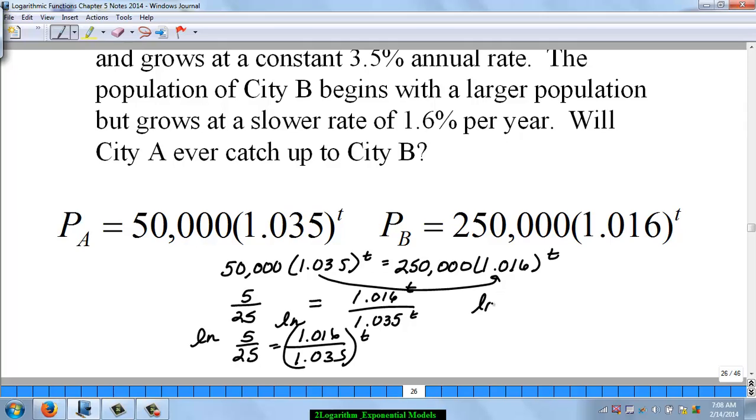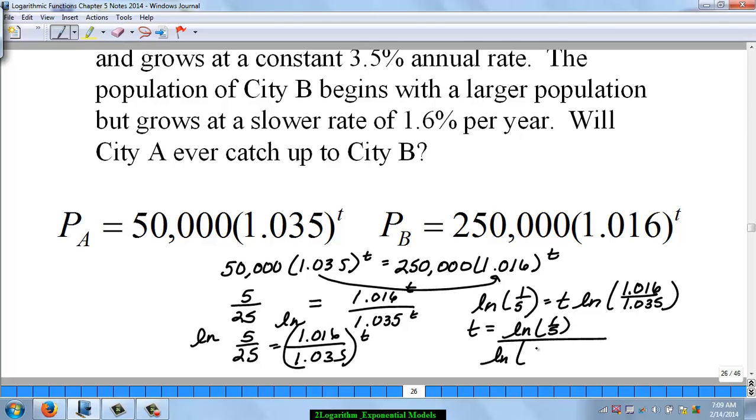So I have the natural log of, really 5 over 25 is 1/5, equals t natural log of 1.016 divided by 1.035. And then I can divide by this because I'm trying to isolate the t, so I can divide by that glop, as I always say in class. So t equals the natural log of 1/5 divided by the natural log of 1.016 divided by 1.035. And when I put that in my calculator, it's roughly 86.865 years.